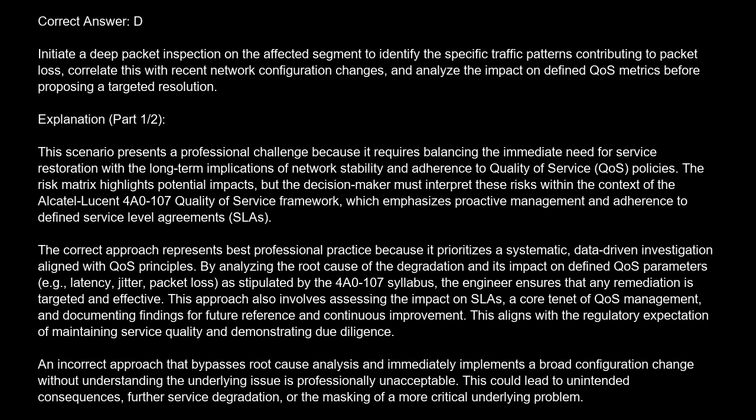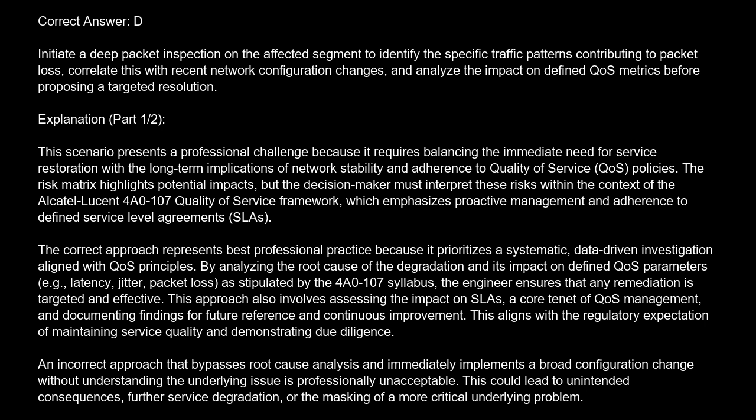Explanation. This scenario presents a professional challenge because it requires balancing the immediate need for service restoration with the long-term implications of network stability and adherence to quality of service, CoS policies. The risk matrix highlights potential impacts, but the decision maker must interpret these risks within the context of the Alcatel-Lucent 4A0-107 quality of service framework, which emphasizes proactive management and adherence to defined service level agreements, SLAs.